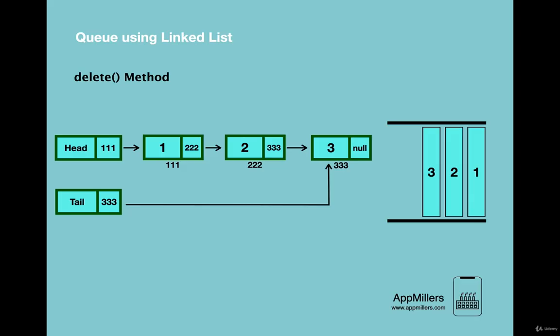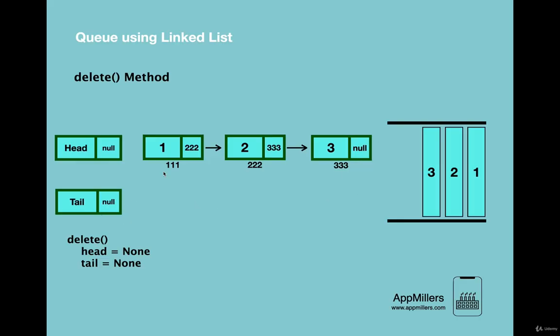Now, the next method is the delete method. We know that the delete method in case of a queue is responsible for deleting all elements from the queue. Now, in case of a linked list, to delete all elements from the queue, we just need to set head and tail references to none. So when we set the head and tail references to none, the elements become eligible for garbage collection one by one. So if we set the head reference to none, the link between head and the first node gets destroyed. Then if we set the tail reference to none, the link between tail and the last node gets destroyed.